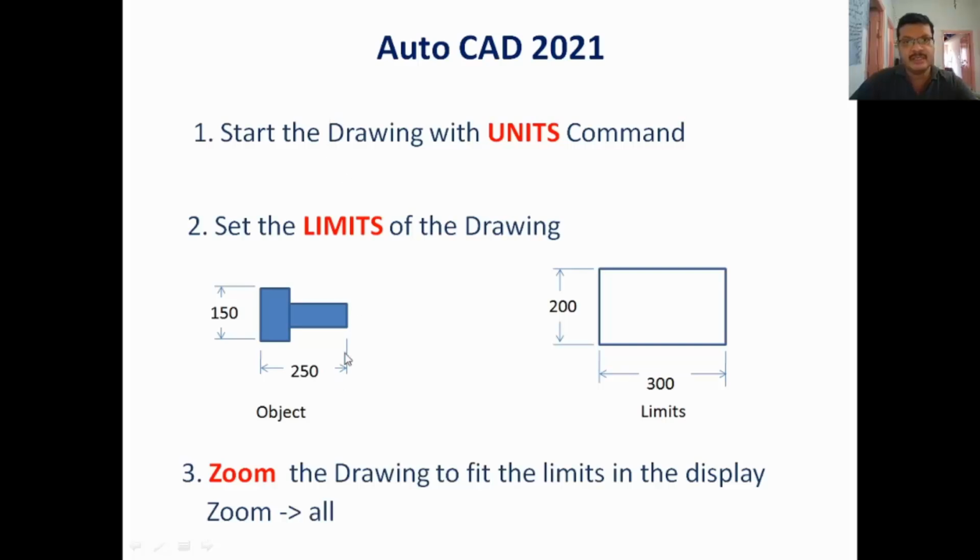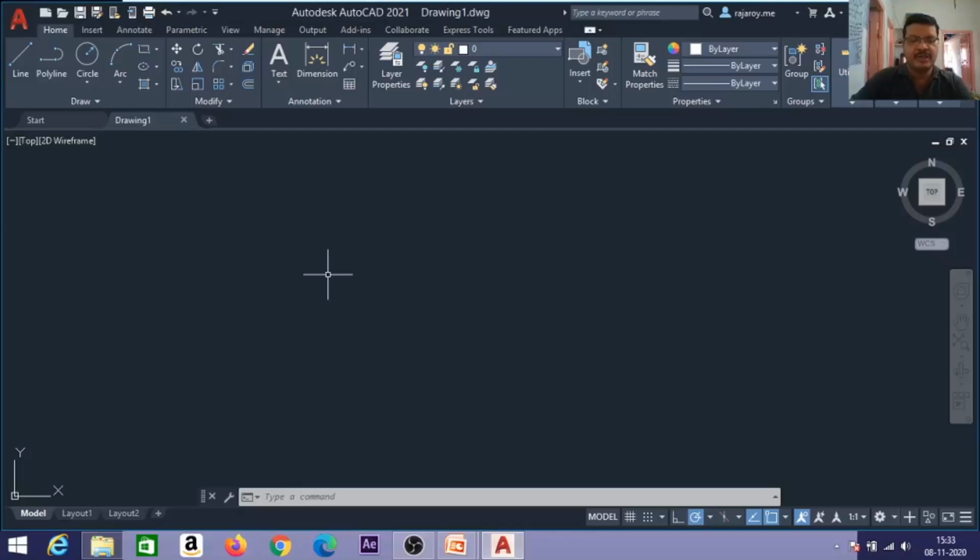Now we'll see all these three commands: how to set up units, limits, and how to fix the limits on the screen using the zoom command. The first command you have to use is units. You go for the units command.